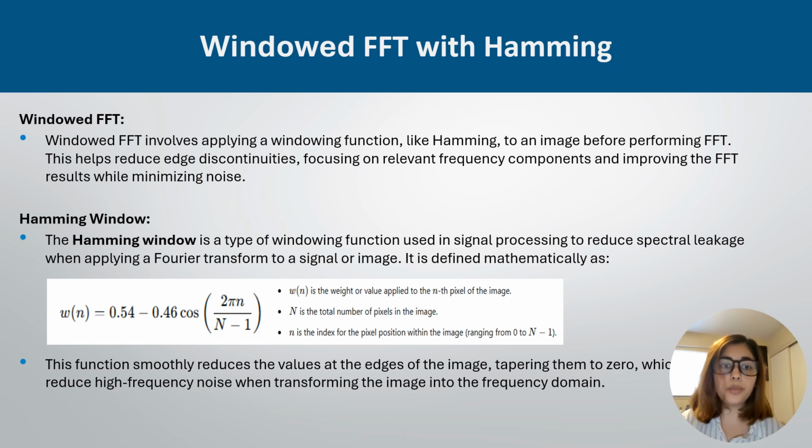Windowed FFT involves applying a windowing function like Hamming or Hanning and other different techniques to an image before performing FFT. This helps reduce edge discontinuities, focusing on relevant frequency components and improving the FFT result while minimizing the noise. Okay, what is the Hamming window?